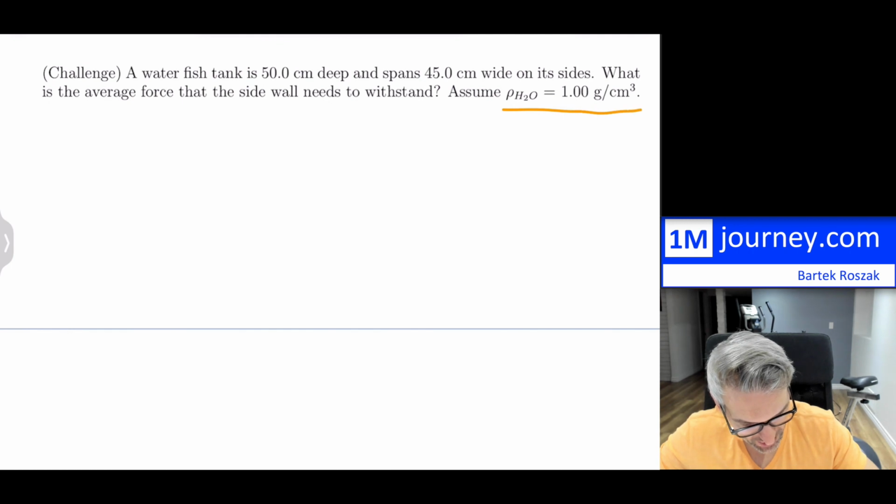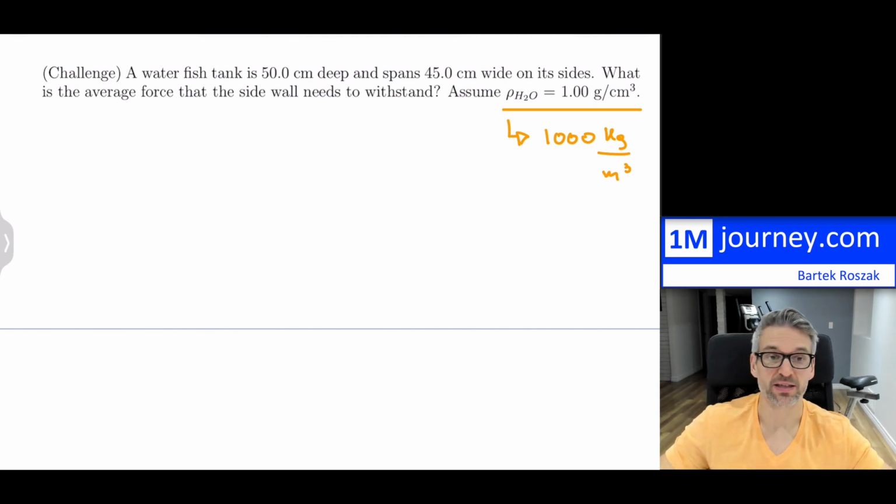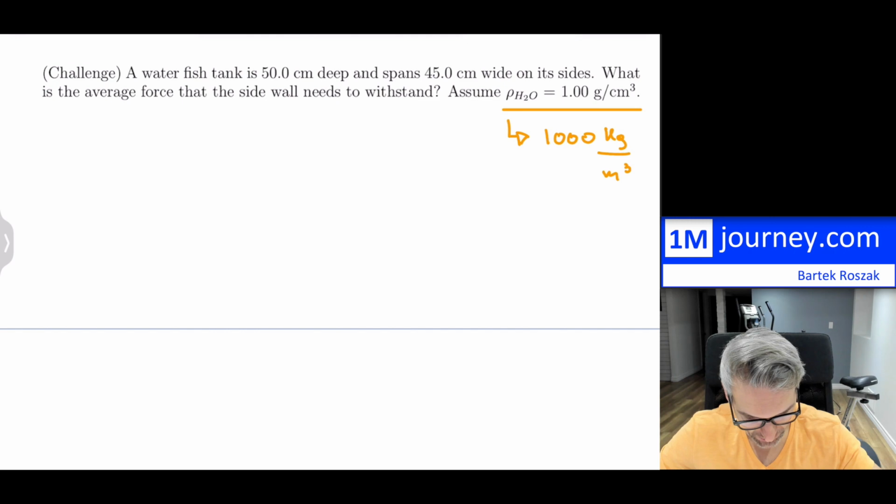Notice they give us the density. Right away, I'm going to change this density back into kilograms per meter cubed. That's just by multiplying by 1,000 because it's in grams per centimeter cubed. You should get used to going back and forth between grams per centimeter cubed and the SI standard.